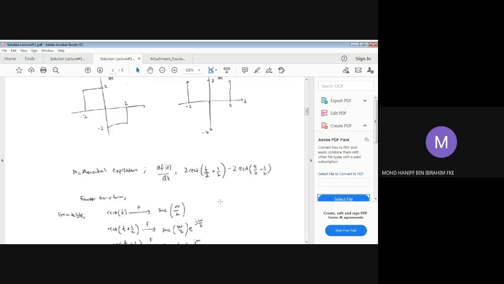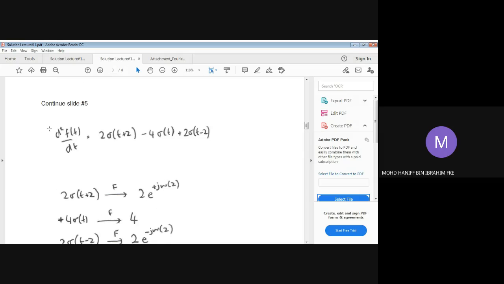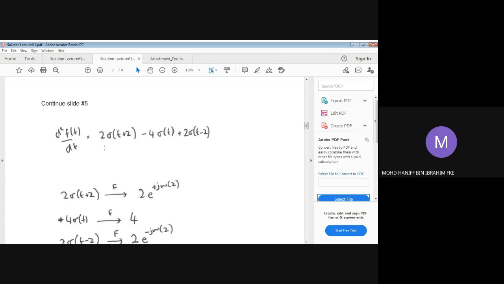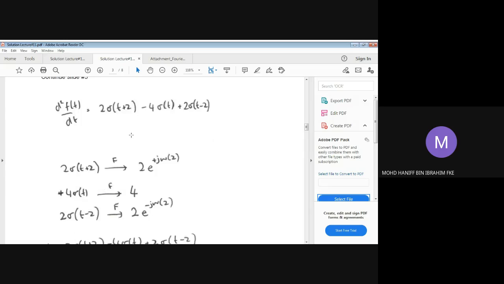For the second order, we are referring to these signals here. From this, d squared f(t) over dt squared is equal to 2 delta t plus 2, which is the impulse at negative 2, with a negative 4 delta t, and 2 delta t minus 2, which is the impulse at positive 2. So what we have to do is find the Fourier transform for these terms. 2 delta t plus 2 will give us 2 exponential j omega 2. Then 4 delta t will give us 4. This is based on the table, so allow me to refer back to the table here.